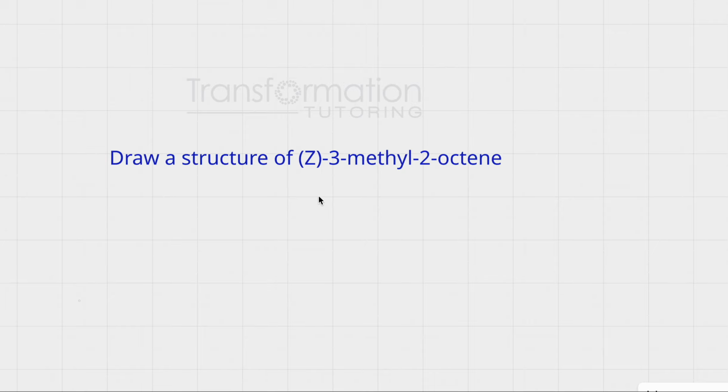Draw a structure of Z3-methyl-2-octene. Octene means that I have 8 carbons in a chain, so I'm going to start by drawing an 8-carbon chain. 1, 2, 3, 4, 5, 6, 7, 8.